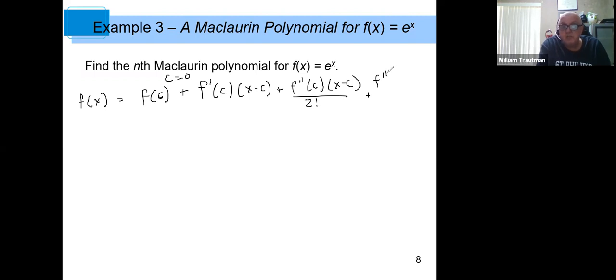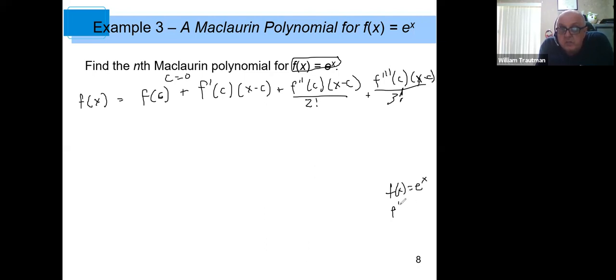And then the next one would be the third derivative of c times (x minus c) over 3 factorial. Third derivative, we use 3 factorial, and so on and so on. So Maclaurin, c equals 0. Here's our function. And so I'm just going to put the functions down here.